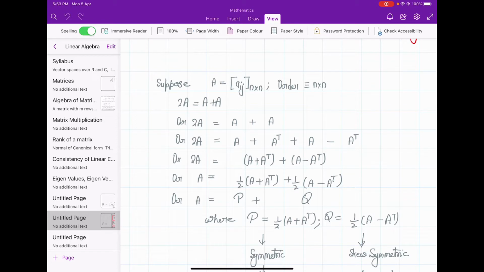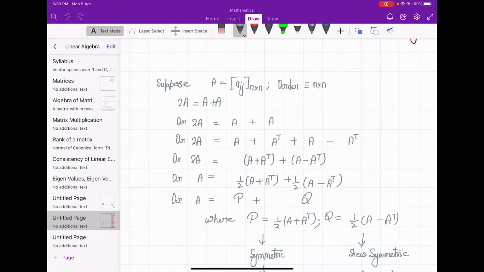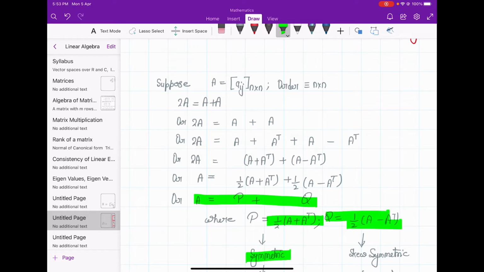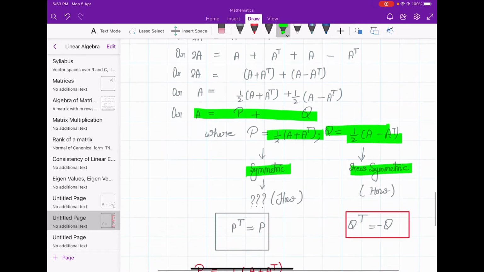So in the last video on matrix, we saw how you can write a square matrix in terms of symmetric and skew symmetric matrix. If you consider A is a square matrix, you can write A as P plus Q, where P is half of A plus transpose of A, which is a symmetric matrix, and Q is half of A minus transpose of A, which is a skew symmetric matrix. So we can write a square matrix A in terms of symmetric and skew symmetric matrix.